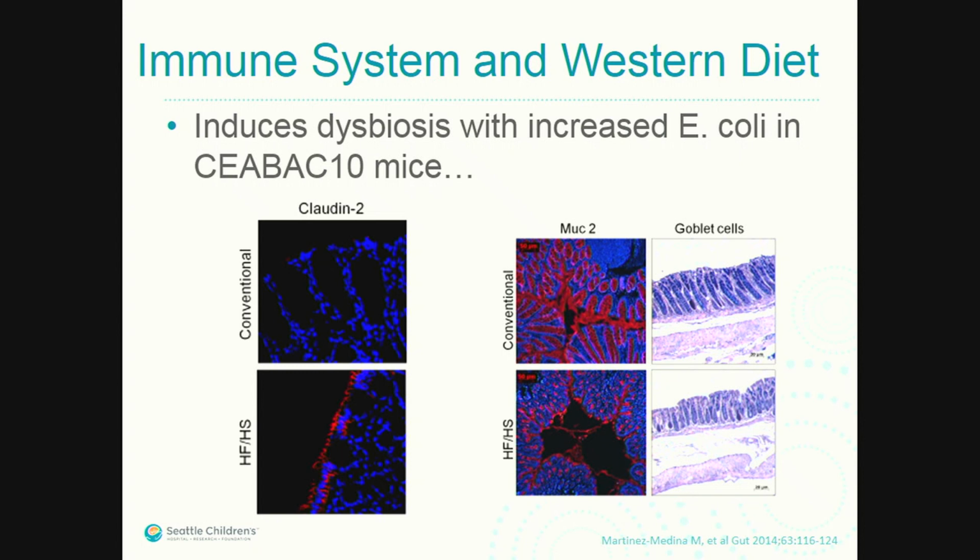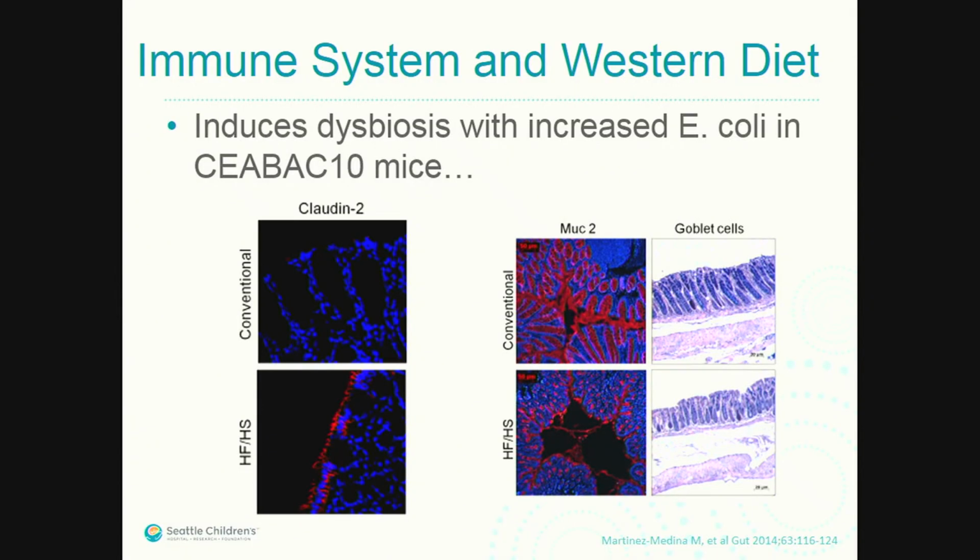And you can see here in this picture, animals fed a conventional diet had no increased Claudin-2, while animals fed a high-fat, high-sugar diet had increased Claudin-2. And you may be asking, well, what is Claudin-2? Claudin-2 is a pore-forming protein. And having an increase in Claudin-2 allows the gut to become leaky. And so again, this leads to that proverbial leaky gut that we see in inflammatory bowel disease.